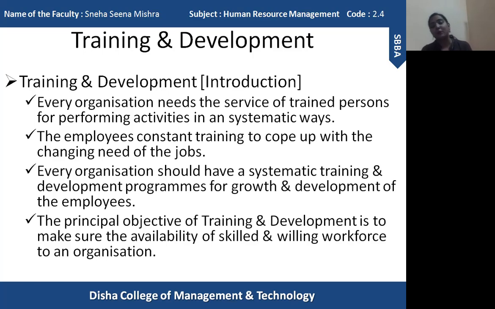So what is the principal objective of training and development? To make sure the availability of skilled, capable and talented workforce, so that the organization can perform better. So that is the basic objective, the most important objective of the training and development programs, so that there will be availability of efficient, skilled employees within the organization, so that the organization can perform better and better. Okay, so this is all about training and development.